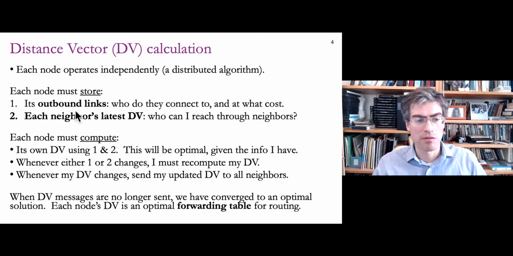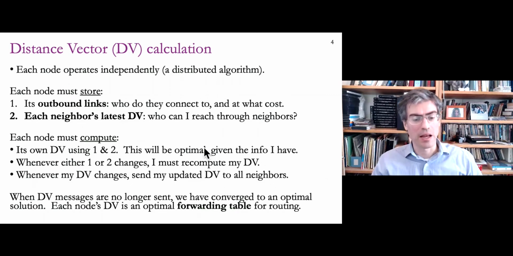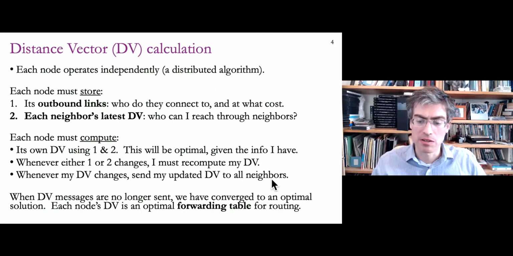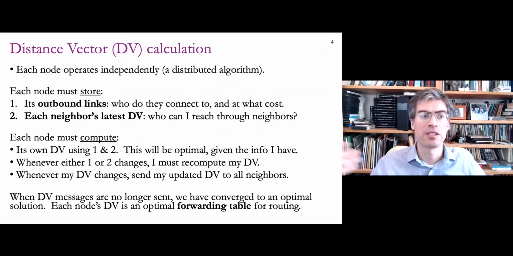So whenever any of this information changes, I need to update my distance vector. And when I do that, I also need to send my updated distance vector to my neighbors, but only do that if my distance vector changed. Otherwise, I'd be telling my neighbors that I had new information that wasn't really new, right?